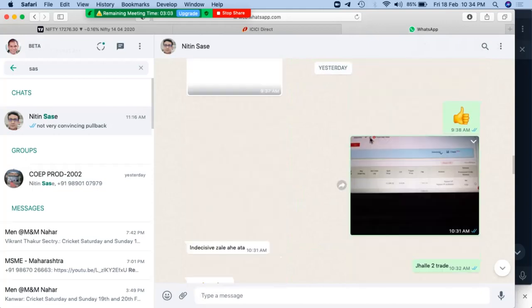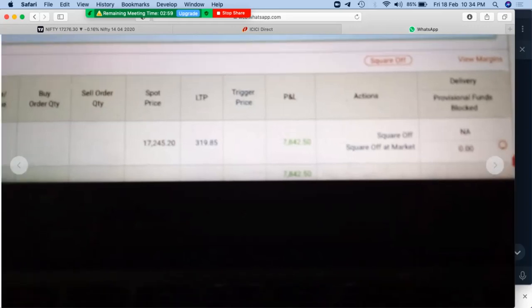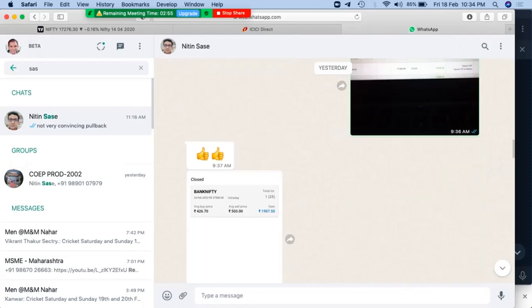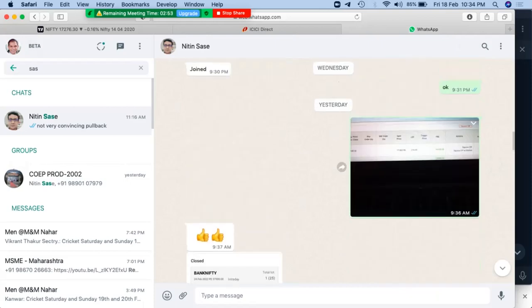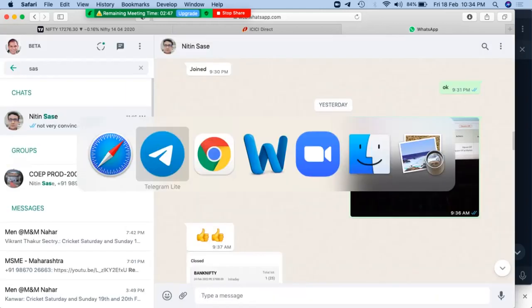The trades are there. This is, I guess, yesterday's trade. Yesterday I had taken 2 or 3 trades altogether. This was again yesterday when the market had come down. So let's talk about yesterday's trade.